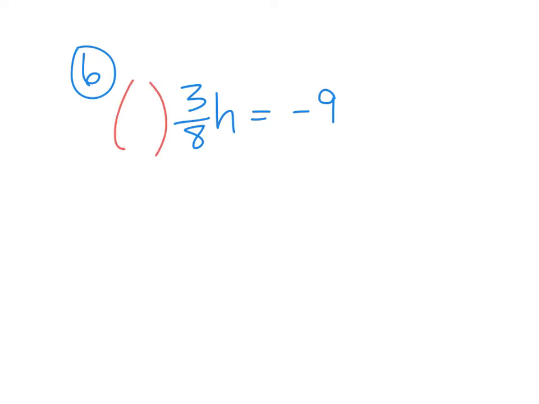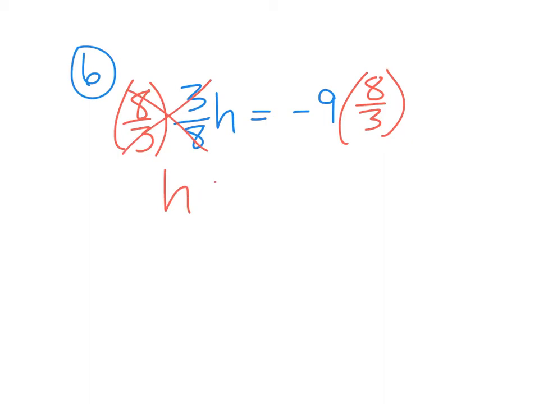All right, so let's do number 6. We have 3/8 times h equals negative 9. So what am I going to do? Flip. Flip what? The fraction, to be 8 over 3. So then multiply this side times 8 over 3. Cancel h, get h. So what's negative 9 times 8? Negative 72, right? And then over 3. Can 3 go into 72? Yes. How many times? 24.